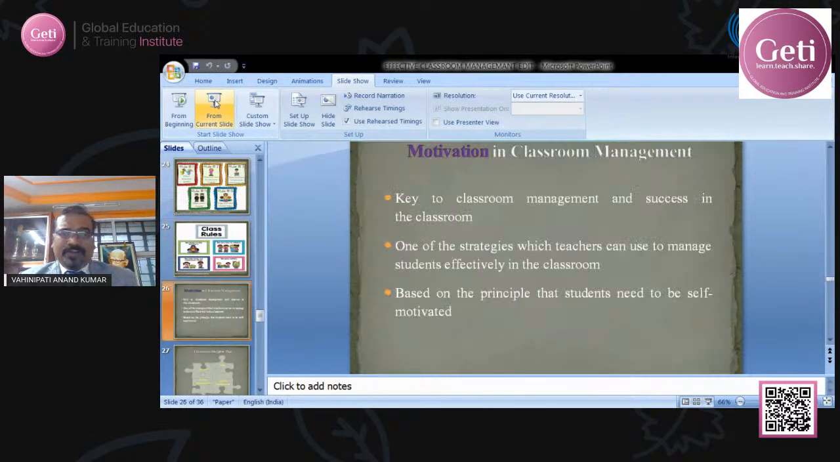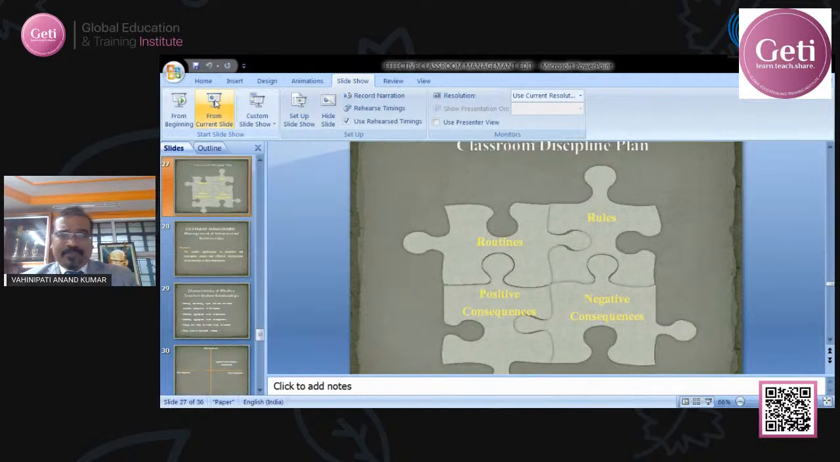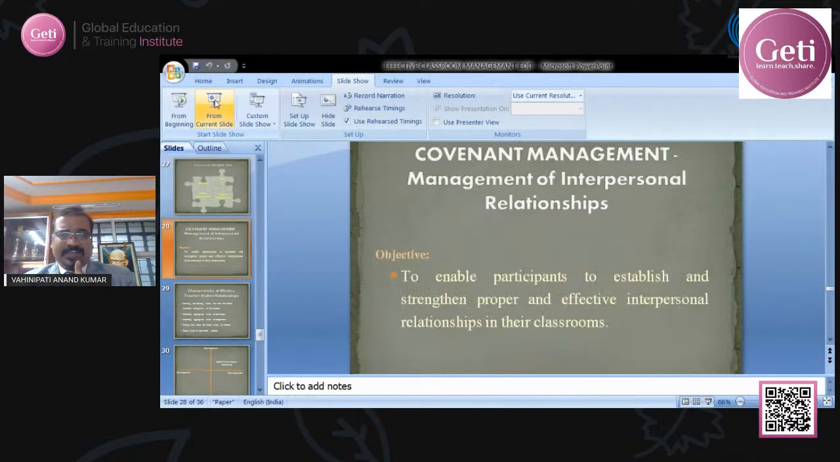So motivation is the key to classroom management and success in the classroom. The third letter M stands for motivation. Plan, engage the students, motivate them. When they are engaged, motivate them. Motivation is one of the strategies which teachers can use to manage students effectively in the classroom, and it is based on the principle that students need to be self motivated. So this is the jigsaw for an effective classroom discipline plan: routines, rules, positive consequences, and negative consequences.